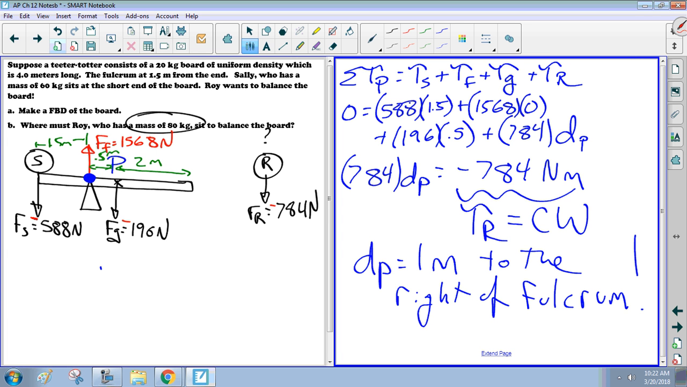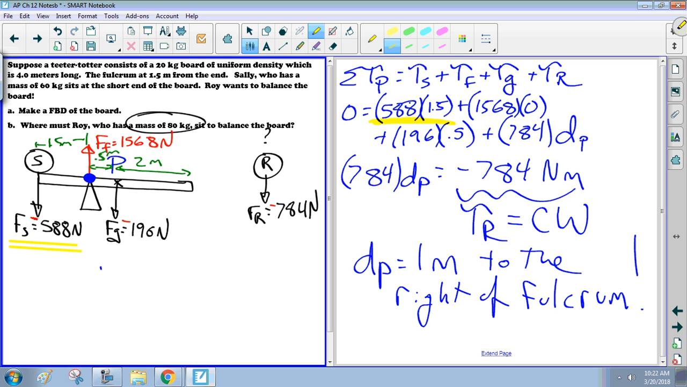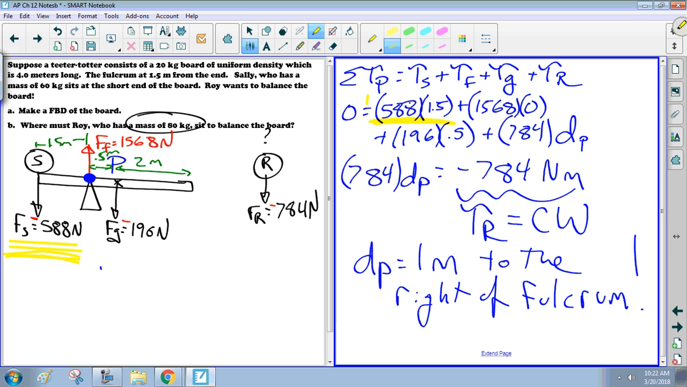So, let's do this here. That force there, this 588 newtons, with this blue point as my pivot point, is this 588 newtons going to make the board spin clockwise or counterclockwise? Counterclockwise. Is there anybody who doesn't see why that's true? We're good? All right, so that means that is a positive torque. The next one is zero, so we don't need to worry about that.